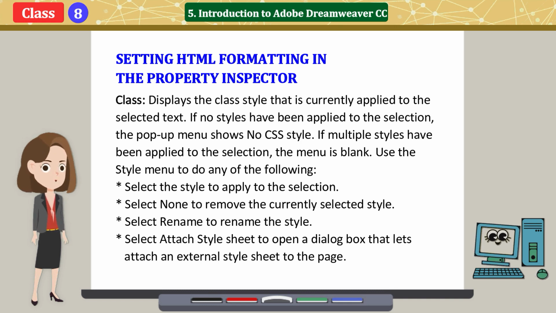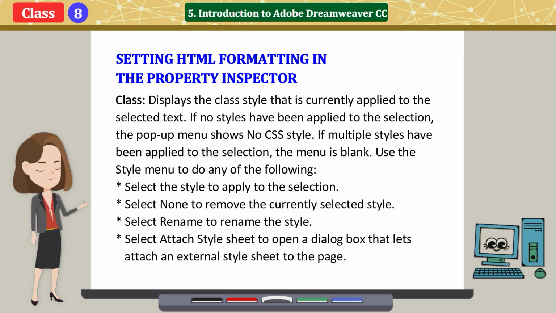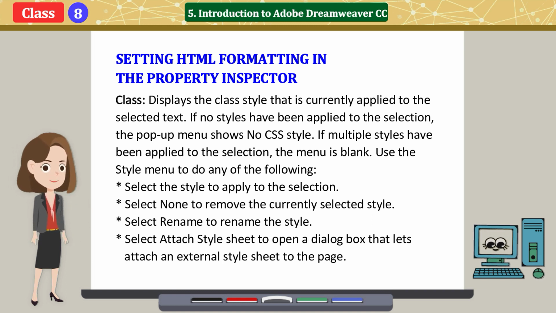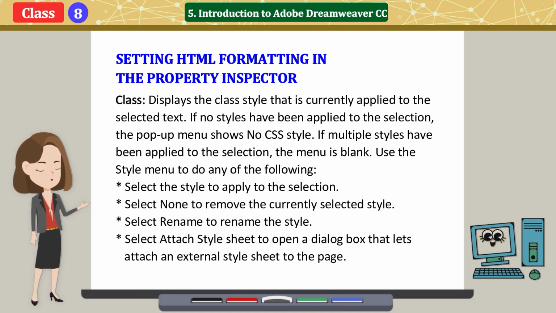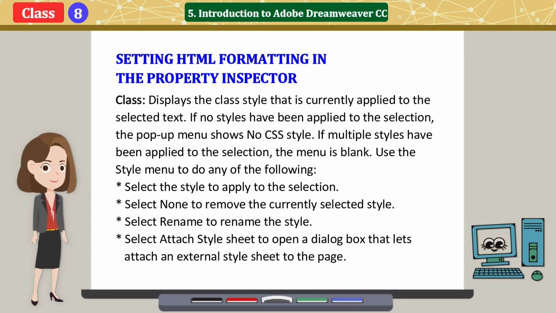Class. Displays the class style that is currently applied to the selected text. If no styles have been applied to the selection, the pop-up menu shows no CSS style. If multiple styles have been applied to the selection, the menu is blank.